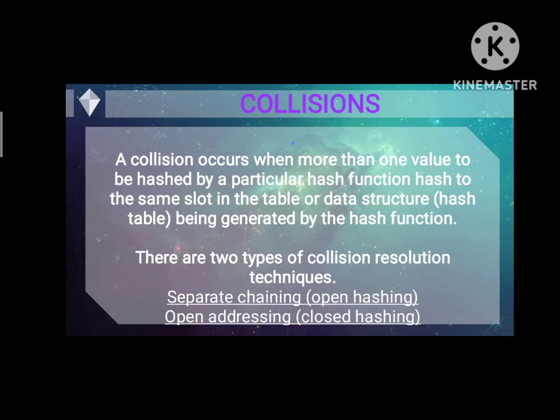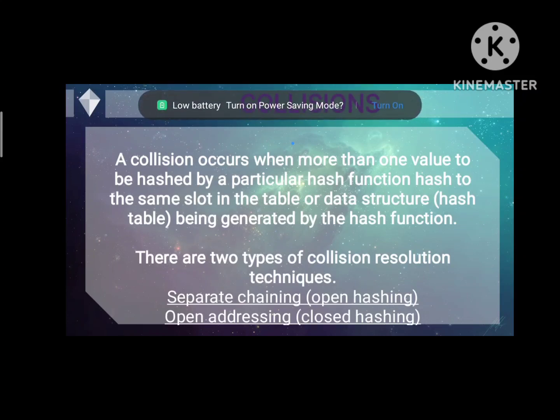A collision occurs when more than one value is to be hashed by a particular hash function to the same slot in the table or data structure. I told you more than one value, like 18, 28, 48, 58, 68. So more than one value is asking to be stored in one location. In one index, we can store only one value. But instead of one value, we have to store 10 values or 2 values, 3 values. It's impossible. When that problem arises, that concept is called collision.